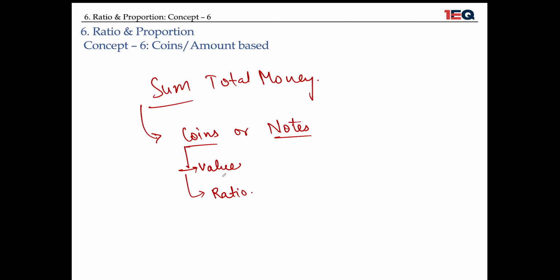If you multiply the value of the coin with the ratio, then we get the total sum. And this is the main point which you need to remember, that when you multiply the value with the ratio, that is when you get the total sum of the coins or the notes or any sort of currency based questions. Moving to the first question.